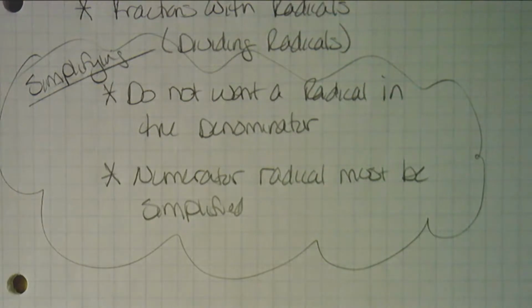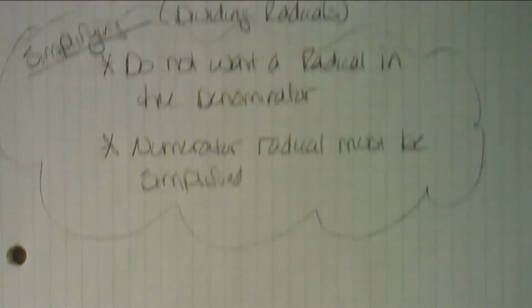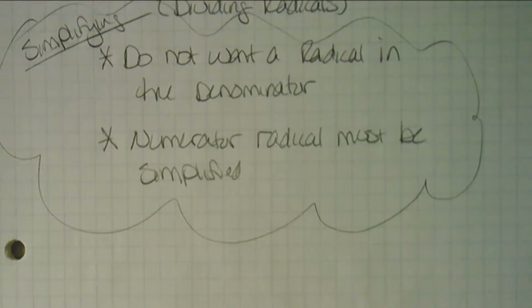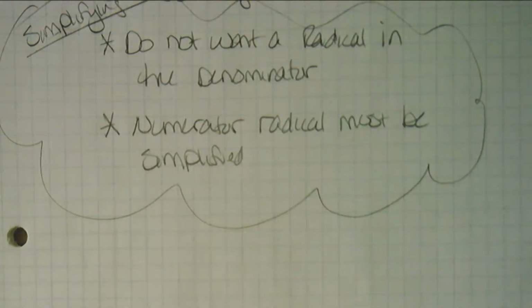Please take very good notes on this, because I'm going to be asking you a lot of questions along the way to keep our thinking process moving along. Who needs to see what's up there? Remember, there are two things for it to be simplified. There's no radical in the denominator, and if there's a radical in your numerator, it's simplified.